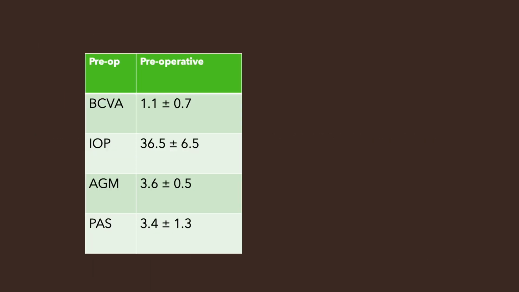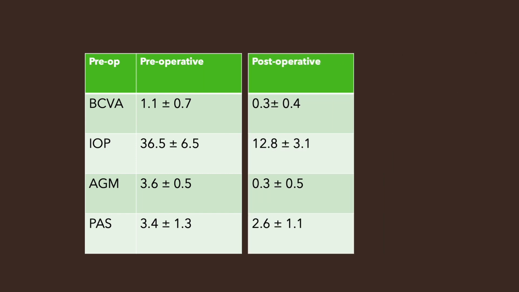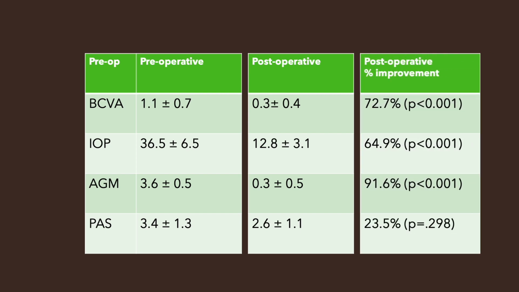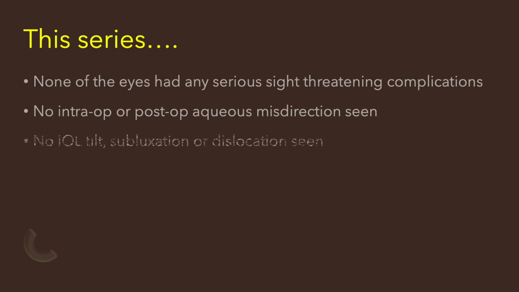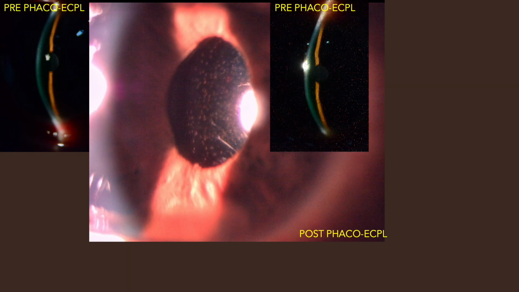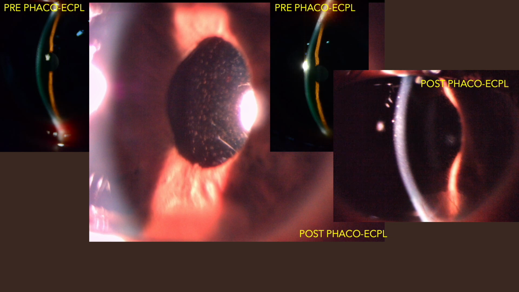All preoperative baseline parameters of visual acuity, intraocular pressure, and anti-glaucoma medication were vastly improved post-operatively, and none of the eyes had any serious sight-threatening complications. To conclude, in this series, phaco-endocycloplasty led to satisfactory resolution of acute on chronic primary angle closure glaucoma.